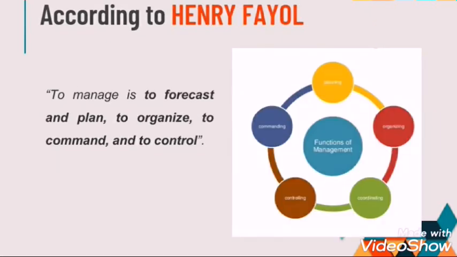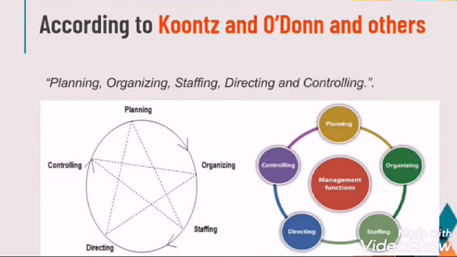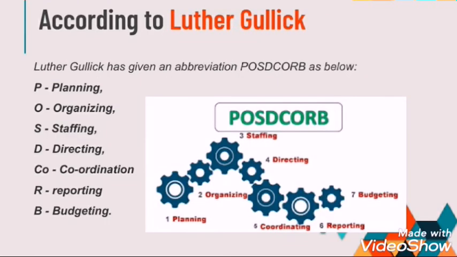According to Henry Fayol, to manage is to forecast and plan, to organize, to command, and to control. According to Koontz and O'Donnell and others: planning, organizing, staffing, directing, and controlling. According to Luther Gulick, the abbreviation POSDCORB is as below.